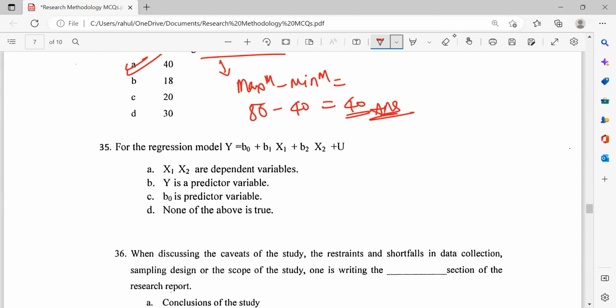Question number 35. For the regression model, y equals v0 plus v1x1 plus v2x2 plus u, X1, X2 are independent variables. You cannot use Y as a predictor variable. You cannot use V as a predictor. None of the above, option D is the correct answer.